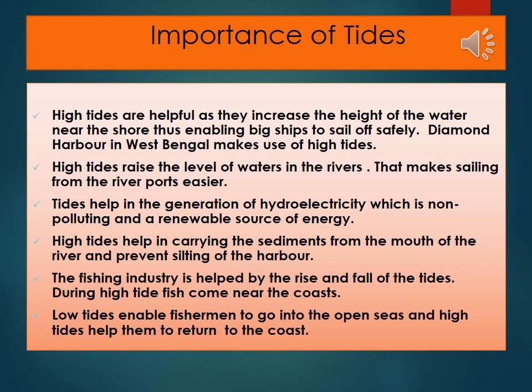The fishing industry is helped by the rise and fall of the tides. During high tide, fish come near the coast. Low tides enable fishermen to go into the open seas, and high tides help them to return to the coast.